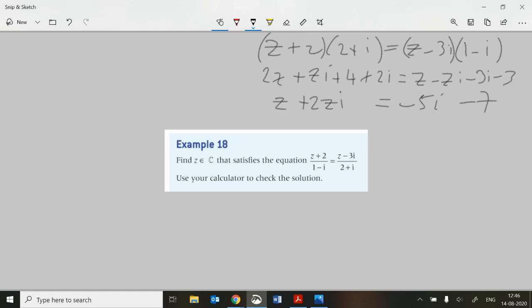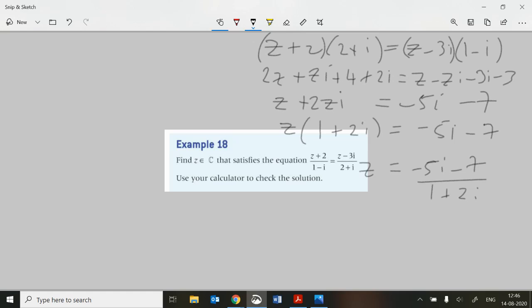Now, we're trying to get Z as the subject, so we're going to factorize out the Z there, so we've got Z times 1 plus 2i equals minus 5i minus 7. We can do our division, of course. Minus 5i minus 7 over 1 plus 2i is equal to Z.